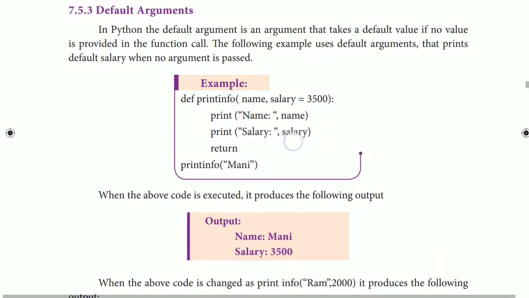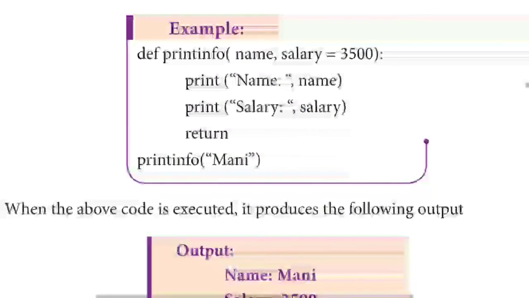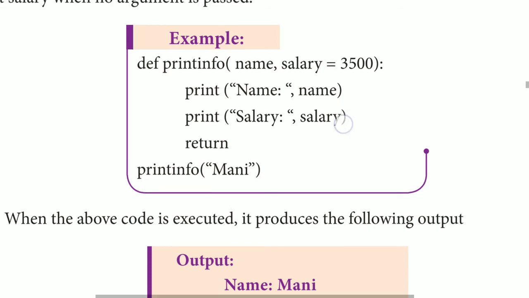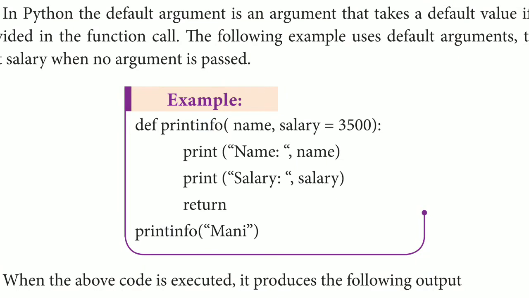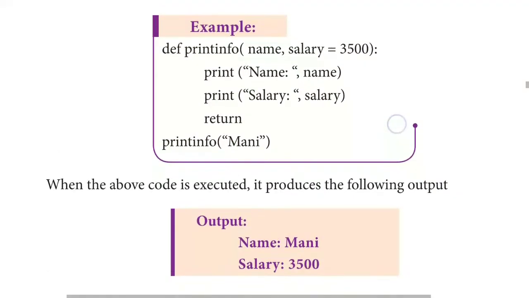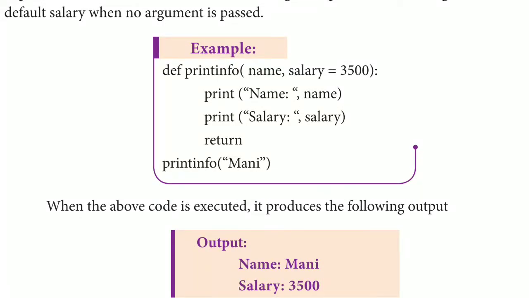While calling, you can see that print_info is the function. While calling print_info, only the name, money, is provided, but the salary is not provided. If no value is provided, then the default value, salary 3500, will be taken as it is. So the name money will be printed and the salary will be taken as 3500, which is a default argument.